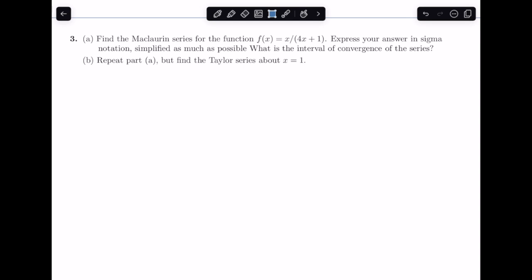Okay, let's take a look at this question. Find the Maclaurin series for the function f of x equals x divided by 4x plus 1. This is a type of question where we will use the Taylor series formula indirectly to find the required series.